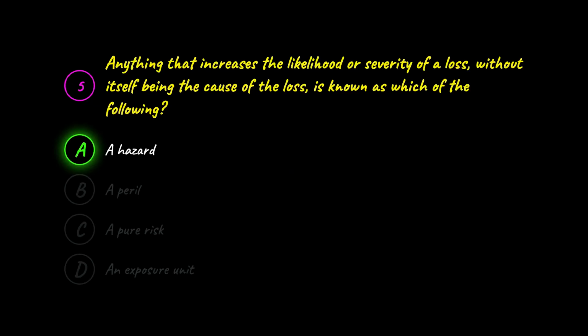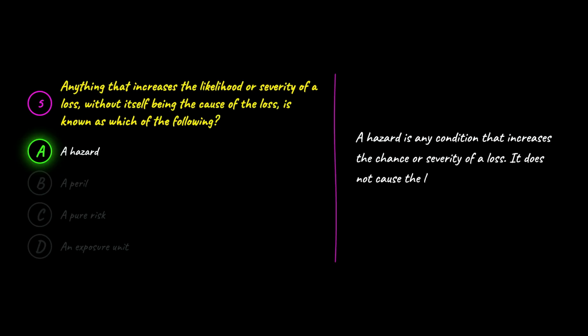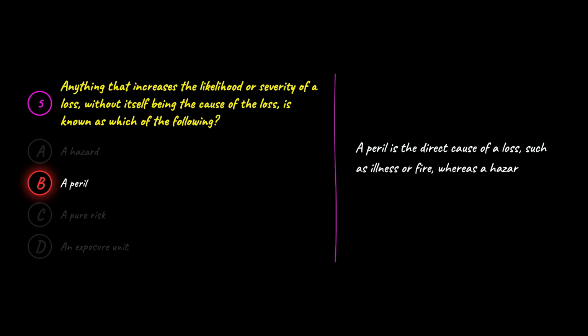The correct answer is A, a hazard. A is correct because a hazard is any condition that increases the chance or severity of a loss. It does not cause the loss itself, but tips the odds toward a peril striking. B is wrong because a peril is the direct cause of a loss, such as illness or fire, whereas a hazard merely makes that cause more likely.